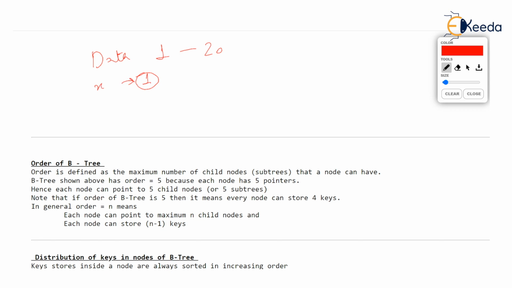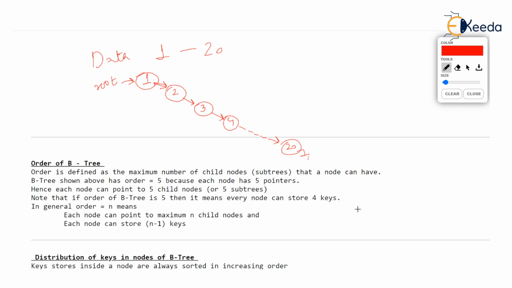And where will you insert 2? Remember the rule of binary search tree, larger values go to the right. So where will you add 3? 3 will go to the right of 1 and right of 2, isn't it? What about 4? Again right of 3. And this goes on and you will have 20 on the rightmost node, isn't it?